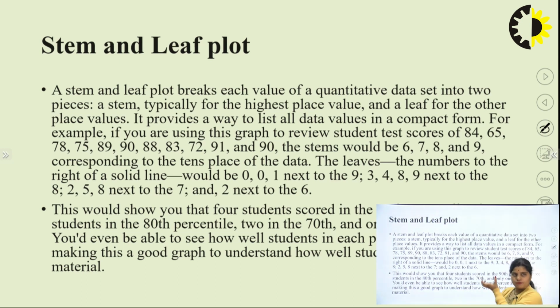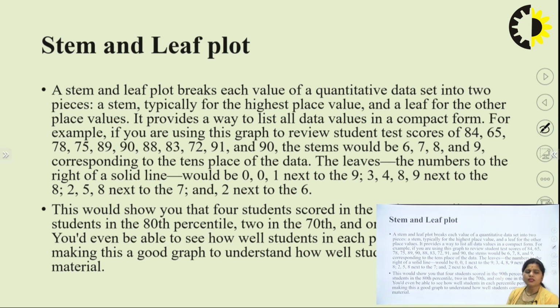For example, if we are using this graph to review student test scores of 84, 65 and up to 90, the stems will be 6, 7, 8, 9 corresponding to the tens place of the data, and the leaves are the numbers to the right of a solid line, which would be 0, 0, 1 next to the 9, 3, 4, 8, 9 next to the 8, 2, 5, 8 next to the 7 and 2 next to the 6.